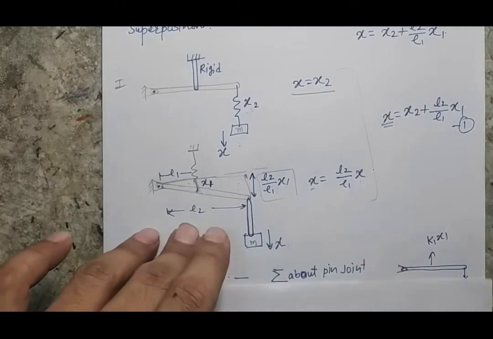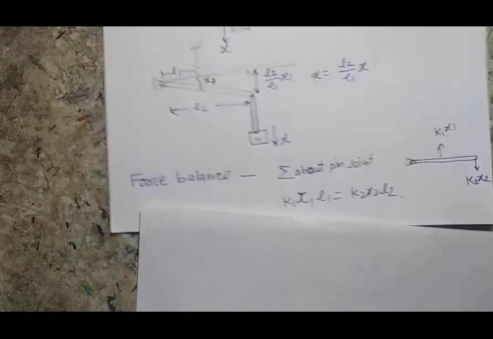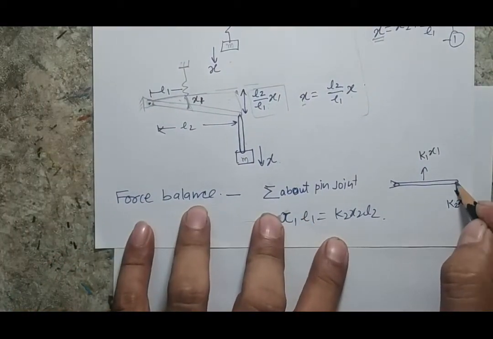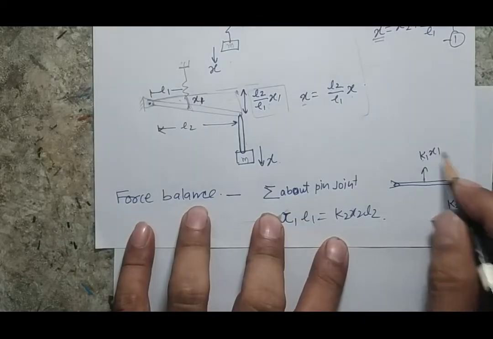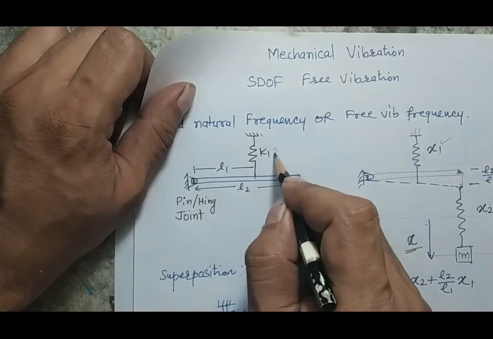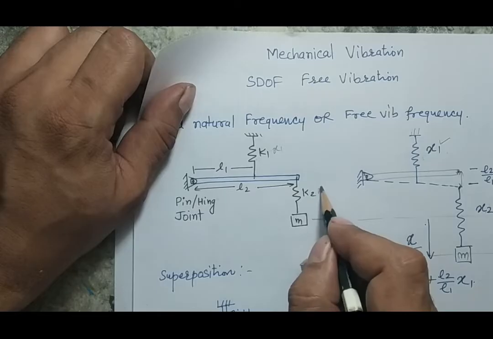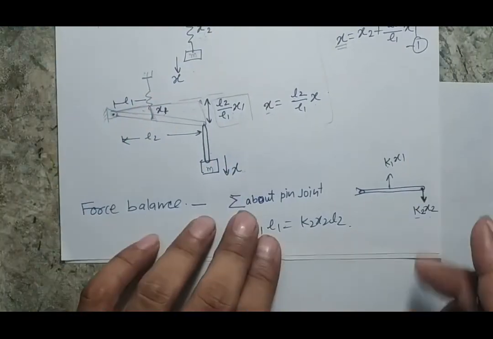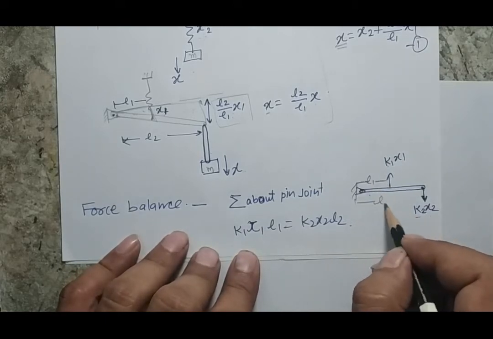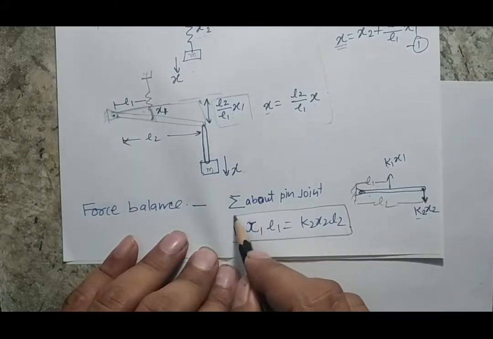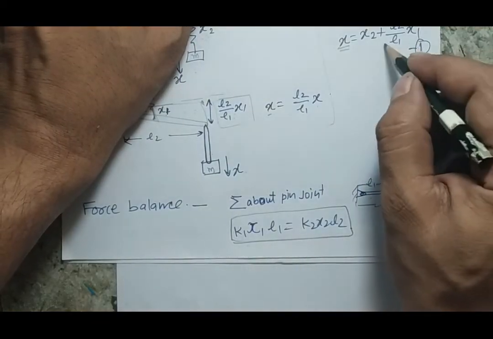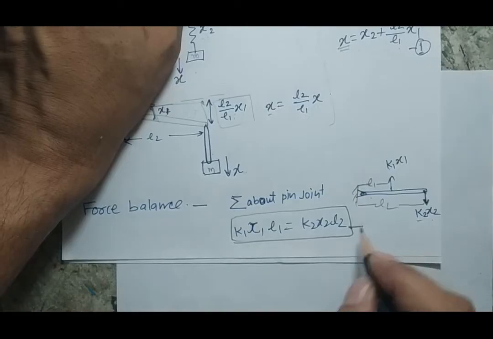Now the second expression will be with respect to the force balance. If I make the free body diagram of my bar, there are two forces acting on the bar. One is K2x2 at this point, and another one is K1x1, because there will be force in this spring equal to K1x1. The force at this end will be equal to K2x2. So these are the two forces. If I take the moment at the pin joint, this length is defined by L1 and the other length by L2. So this would be my expression from the force balance. Now I have one expression from the superposition method, and this is the second expression from the force balance.